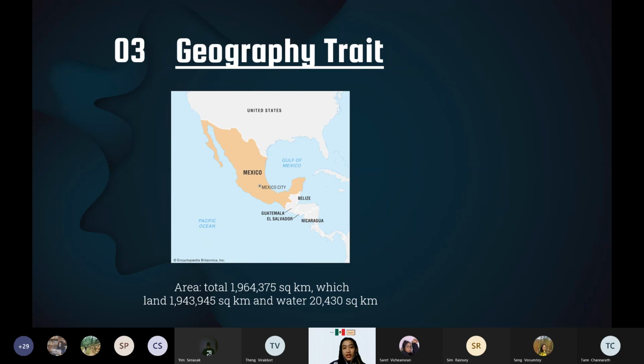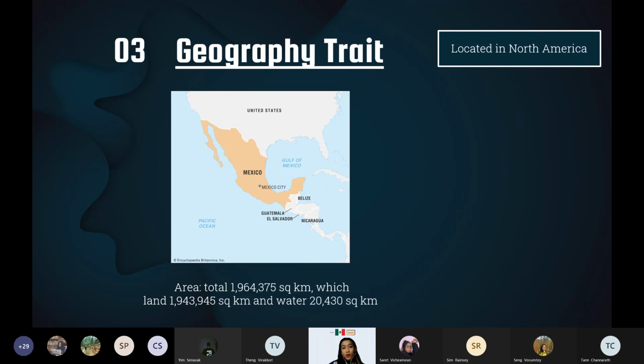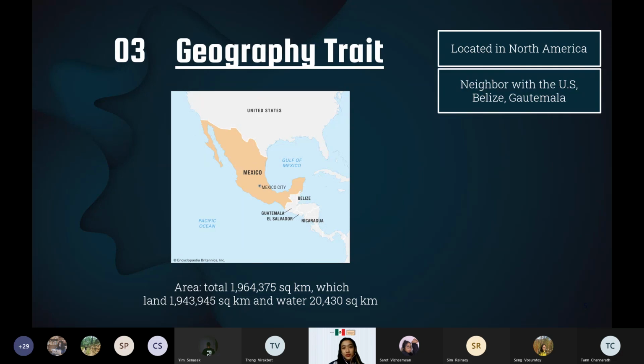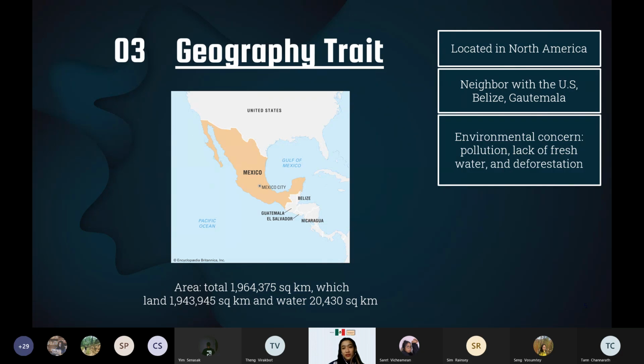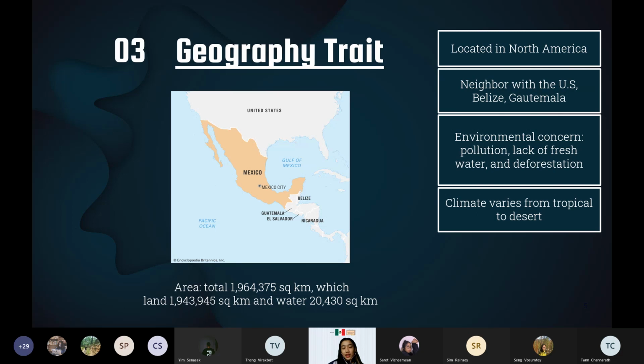Next is the geography of Mexico. We're neighbors with Belize, and of course the United States, Guatemala, and we're also bordered by the Pacific Ocean and the Gulf of Mexico as well. The total area is about 1.9 million square kilometers, which consists of over 1.9 million square kilometers of land and about 20,000 square kilometers of water. We are, of course, located in North America or Latin America. Yes, I just told you about the neighbors we have. The environmental concerns we have here are pollution, the lack of fresh water and deforestation. As you can see, we're surrounded by sea, and the climates vary from tropical to desert.